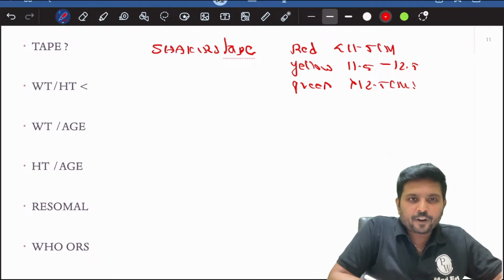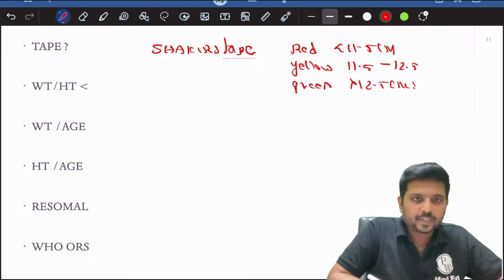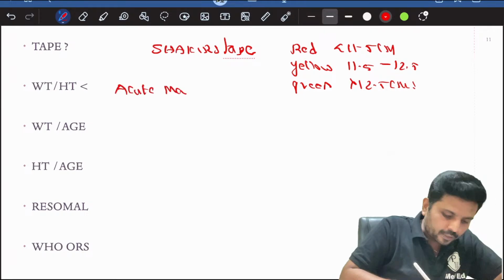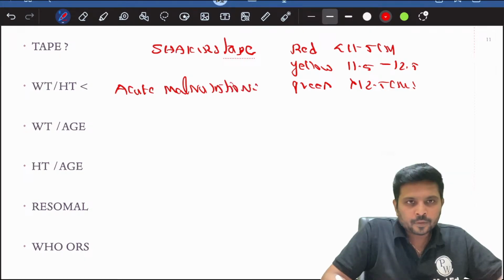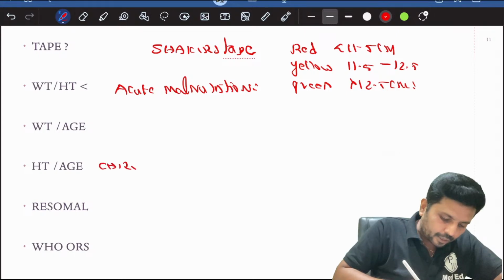Remember weight for height, a recently asked question in our latest initiatives. When weight for height is reduced, what does it mean? It is a manifestation of acute malnutrition. This question was asked. When height for age is reduced, it means chronic malnutrition.